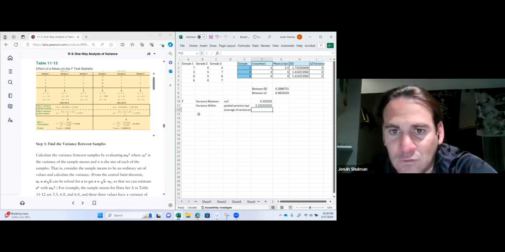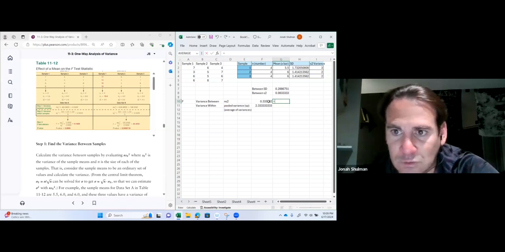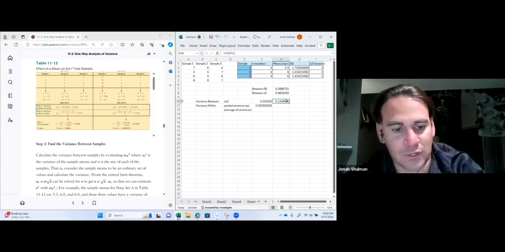So all we have to do for our F statistic is divide them both. So it's equal to the first value divided by the second value. Here's our F statistic.